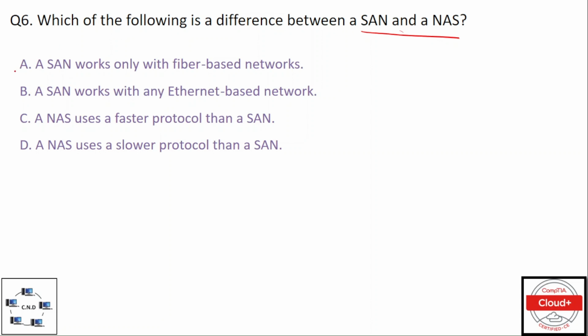And the options are: option A, SAN works only with fiber based network. Option B, SAN works with any Ethernet based networks. Option C, NAS uses a faster protocol than a SAN. And option D, NAS uses a slower protocol than a SAN. And the correct option is option D, NAS uses a slower protocol than a SAN.